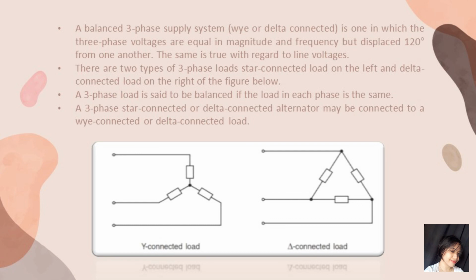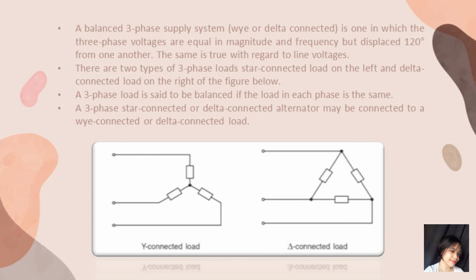There are two types of three-phase load: the star-connected load on the left and the delta-connected load on the right of the figure below. Here is the example, the Y-connected load and the delta-connected load. The three-phase load, Y or delta-connected, is said to be balanced if the load in each phase is the same.